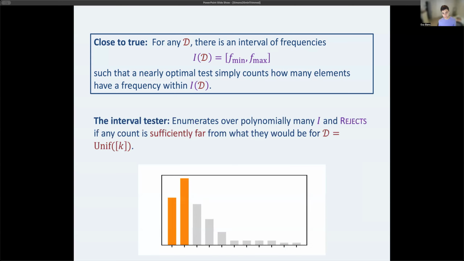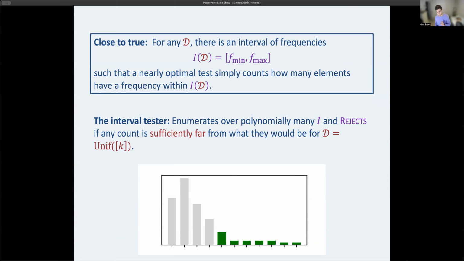Once you have this result, we use what we call the interval tester, which enumerates over all possible intervals. For each interval, it counts how many elements had a frequency within this interval, and if that number is too large or too small, it rejects. One thing we use here is that this tester is enumerating over polynomially many things. It runs polynomially many tests on the back end. But when you union bound over polynomially many things via standard concentration techniques, that incurs only a logarithmic overhead in the sample complexity, which is crucial to our result, which gets only a logarithmic overhead.